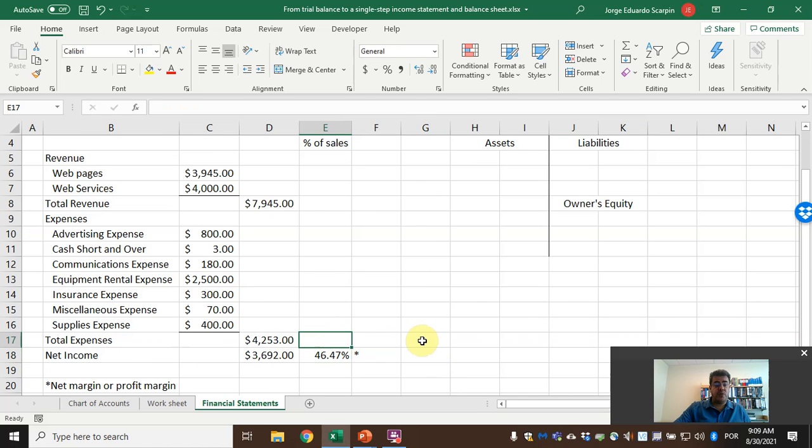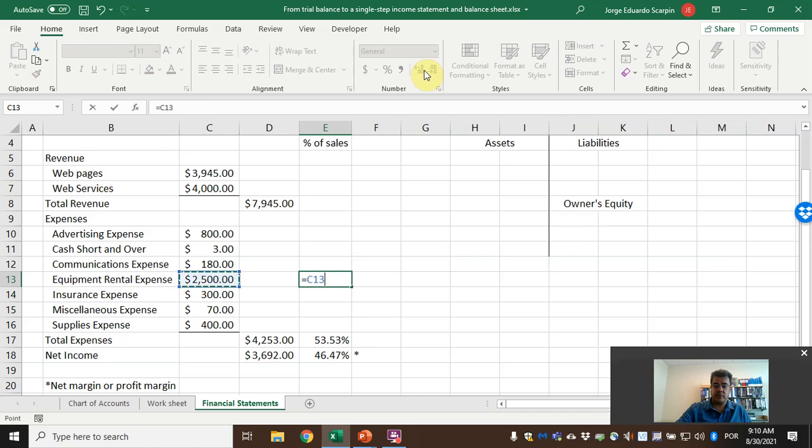We can also work with the total expenses divided by total revenue. It means that our expenses are 53% of our total revenue. And we can do it for any of our accounts. This equipment rental, that is the largest one, we can also do it. Our equipment rental is 31% of, or almost 31.5% of our total revenue, and so on.